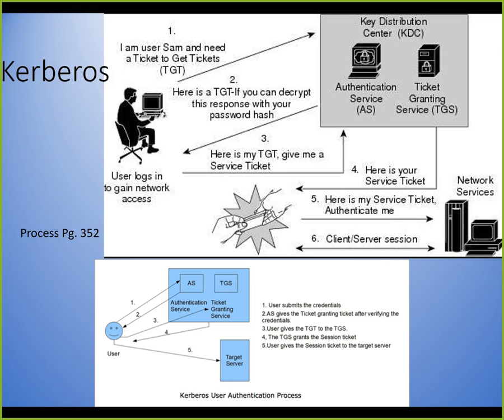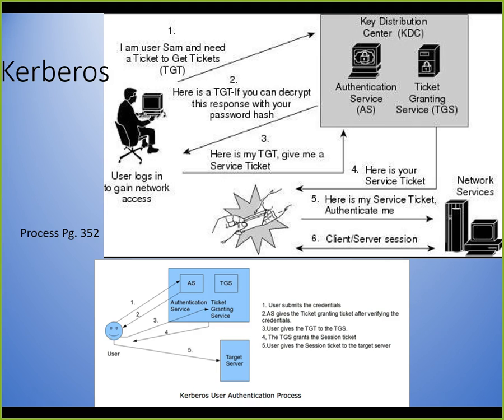A little simpler here, doesn't have all of that going on. Up at the top, I am user Sam and I need a ticket to get tickets, the ticket granting ticket. The ticket granting service says, here's your ticket granting ticket if you can decrypt this response with your password hash. Here is my ticket granting ticket. I was able to decrypt it. Give me a service ticket. Here's your service ticket. Here's the service ticket, authenticate me going to the resource.